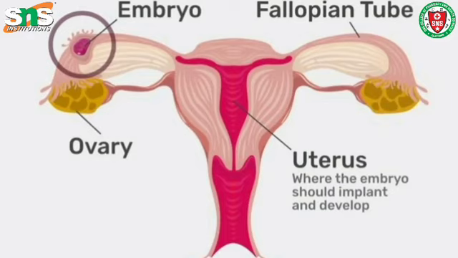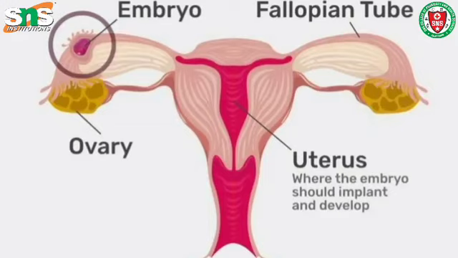Today we are going to discuss a case study of ectopic pregnancy. So, what is ectopic pregnancy? An ectopic pregnancy occurs when a fertilized egg implants and grows outside of the uterus. That is called ectopic pregnancy. Usually it occurs in a fallopian tube. This cannot result in a viable pregnancy and can be life-threatening if not treated properly.